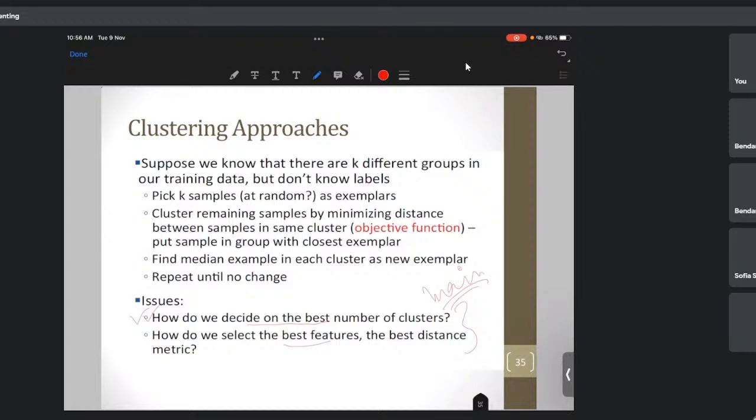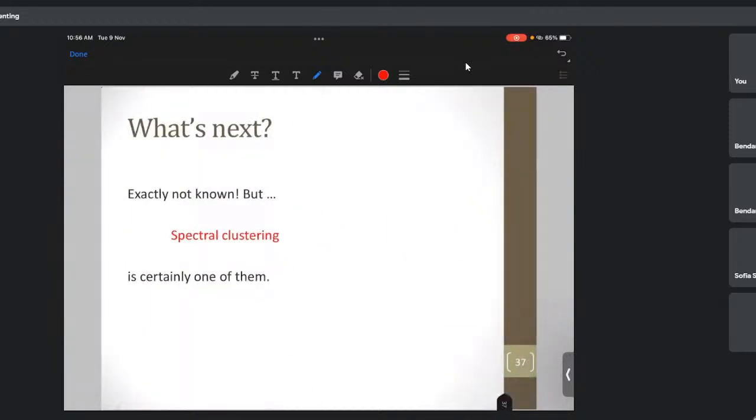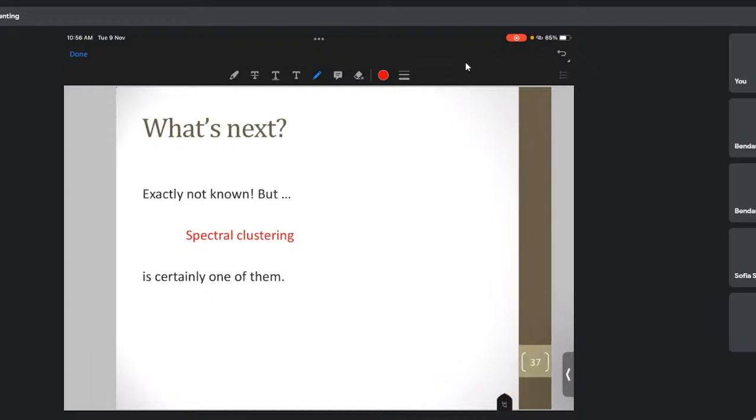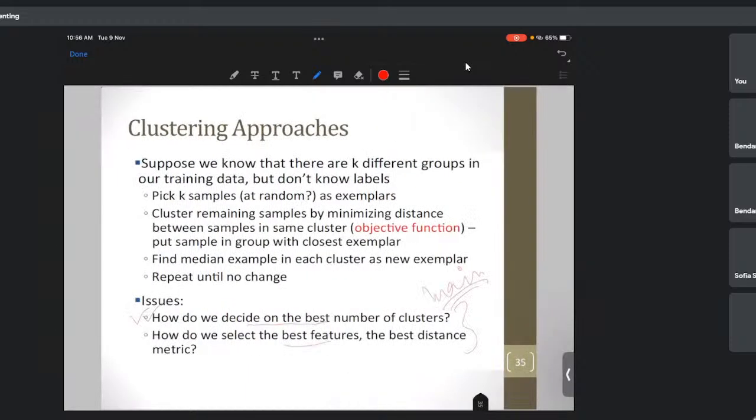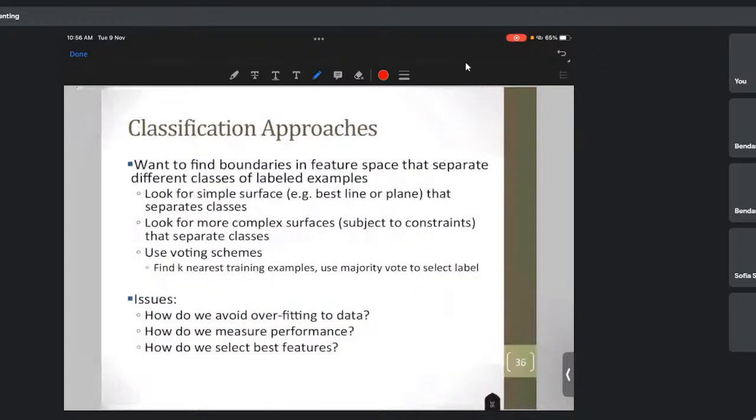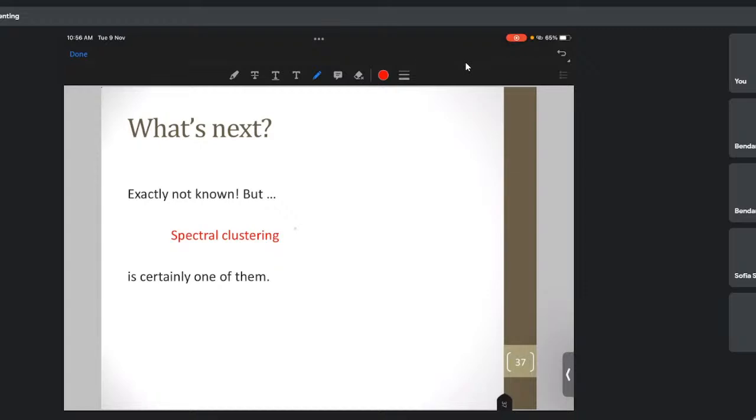Then what is the option? How can we overcome these issues, I mean, the number of clusters and the choice of best features? How can we overcome these issues? So one such solution is spectral clustering, where we need not know beforehand how many clusters are actually there, or we may not have to know how many features we should consider.